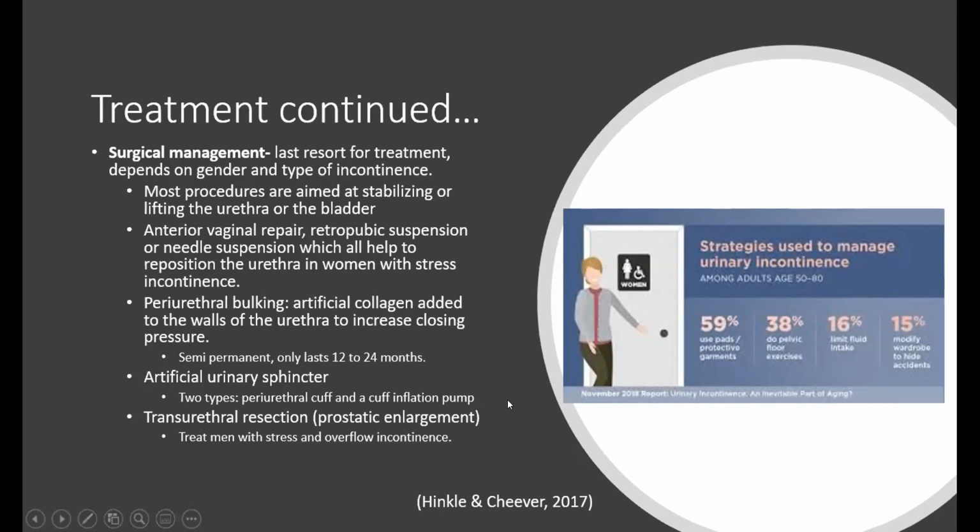Artificial urinary sphincter. There's two types, periurethral cuff and a cuff inflation pump. So that kind of helps them hold on to their urine a little bit. Transurethral resection for prosthetic enlargement treats men with stress and overflow incontinence due to like BPH.